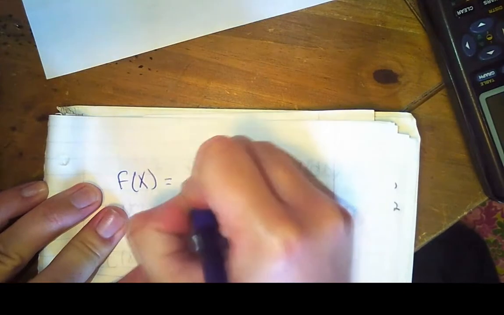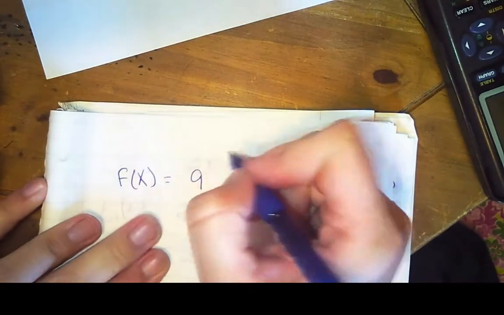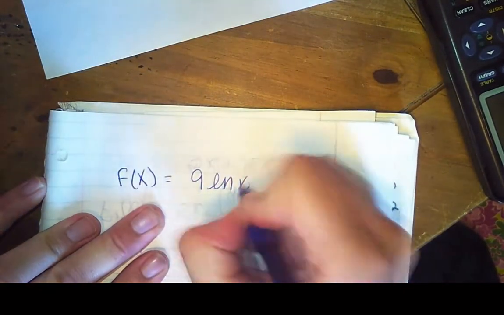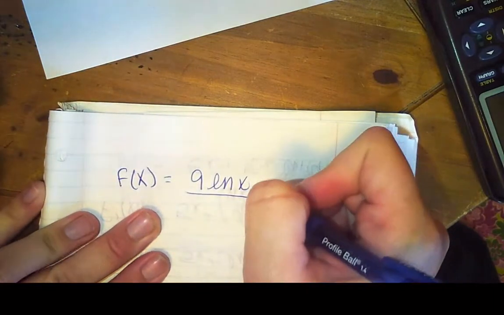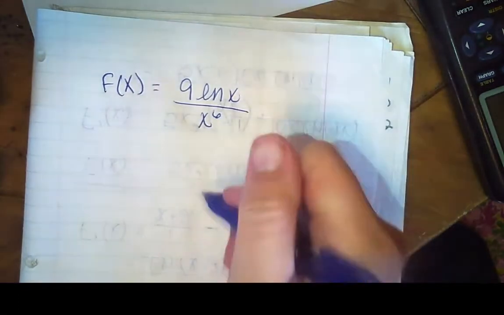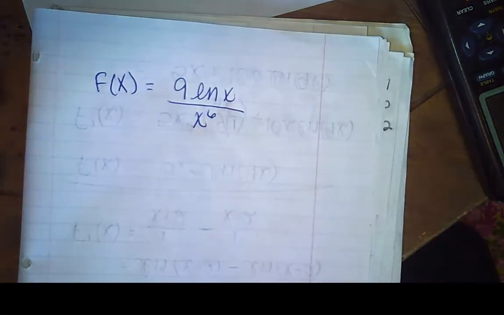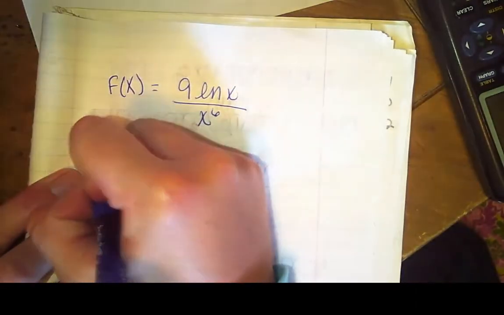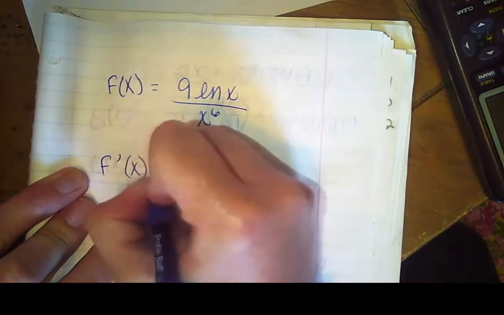Now we have f of x equals 9 times the natural log of x over x to the 6th. So my bigger picture is I've got variables over variables. So I'm going to go ahead and use quotient rule. And it's going to be messy, but we know how to do this.